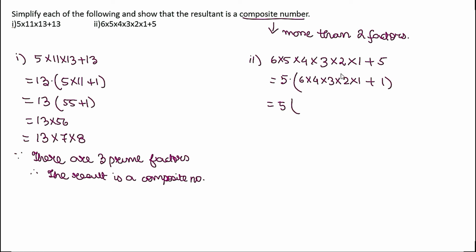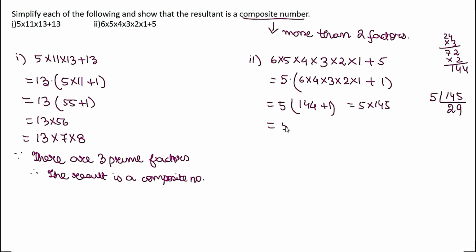24 into 3 is 72. 72 into 2 is 144. So 144 plus 1 gives us 145. Okay. So now 145 can again be broken into further factors. So let's factorize 145. So 145 is divisible by 5. So 5 2s are 10. So this comes as 29.